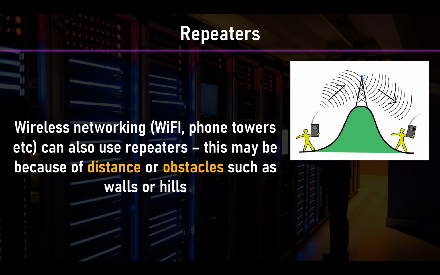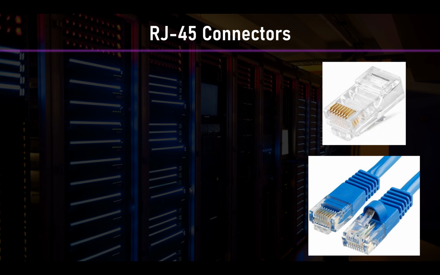Repeaters can also be used in wireless, for example Wi-Fi and phone towers. That may be because of distance, or because of obstacles such as walls or hills. Hopefully you can see based on this picture, if you have two people either side of a mountain, then of course you're going to need those repeaters. That's why cell phone towers are placed on top of a hill or on high ground, just so they're less obstructed by the geography.